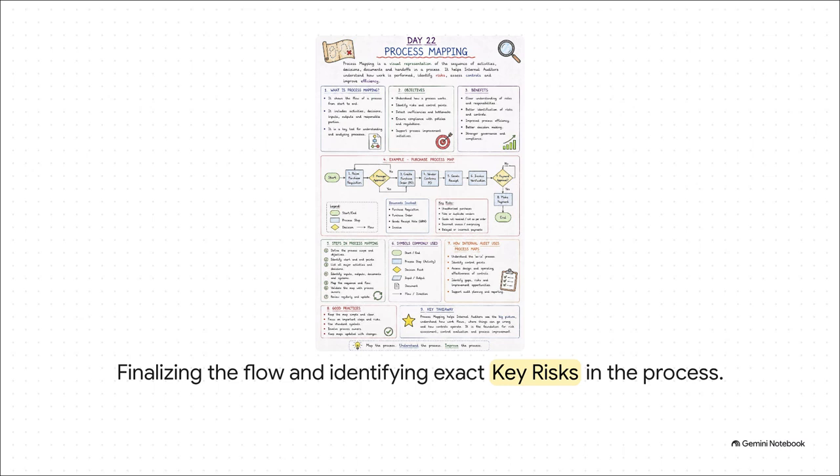Mapping it out like this is a total game changer for spotting vulnerabilities, because without this map, key risks, things like unauthorized purchases, fake or duplicate vendors, goods not received, incorrect invoices, or delayed payments, could go completely undetected in a giant sea of unorganized paperwork.